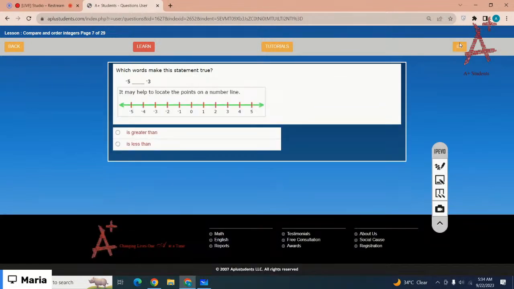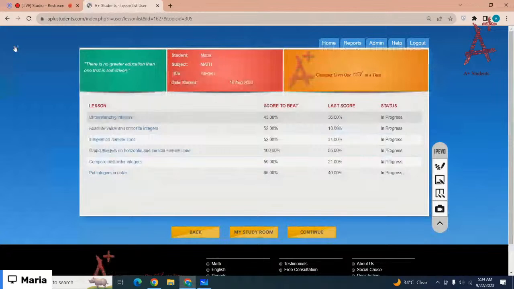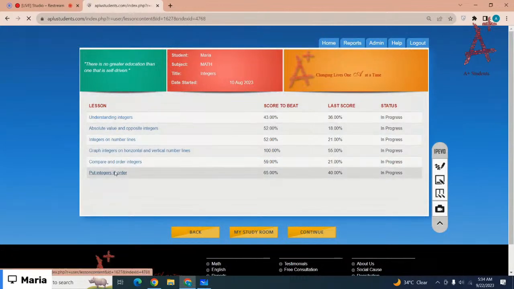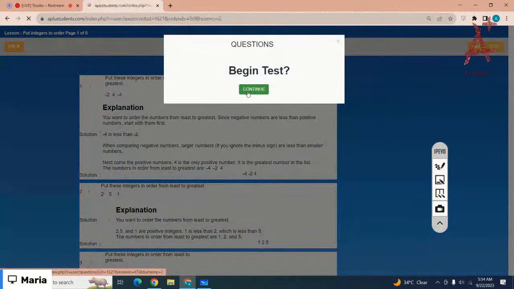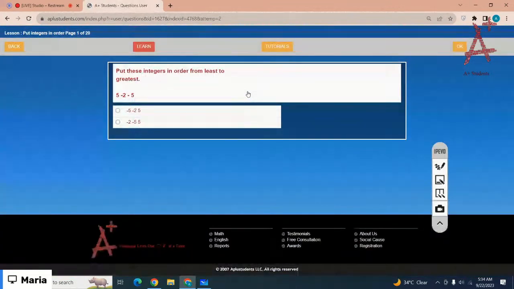Okay, you can complete the lesson by yourself later today. Let's just start with the next lesson. Okay, the next one is put integers in order. So let's see how we arrange the integers, right? As you know, negative numbers are always smaller than the positive numbers, right?